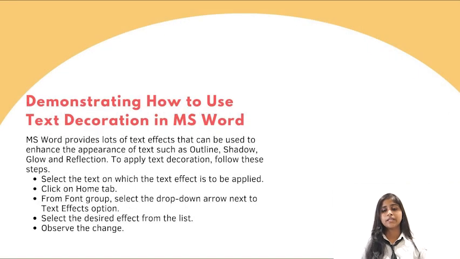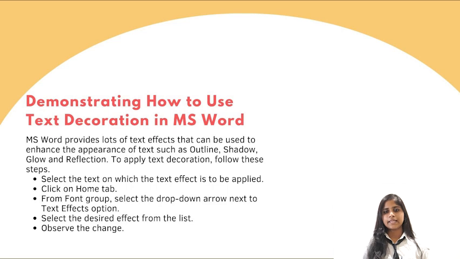Coming to the next topic, that is demonstrating how to use text decoration in MS Word. How can we use text decoration in MS Word? We will see this concept by following some steps so we can have access to it. But firstly, we will see the concept. MS Word provides lots of text effects that can be used to enhance the appearance of the text, such as outline, shadow, glow, and reflection.